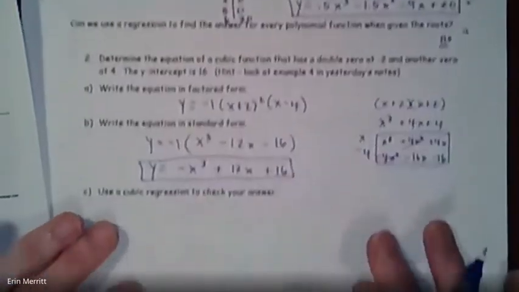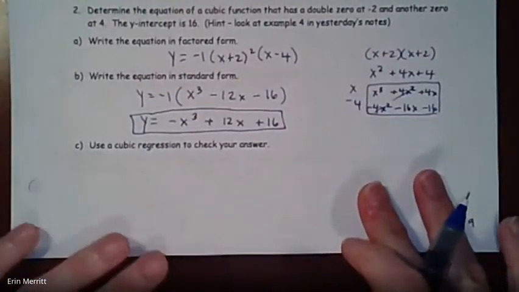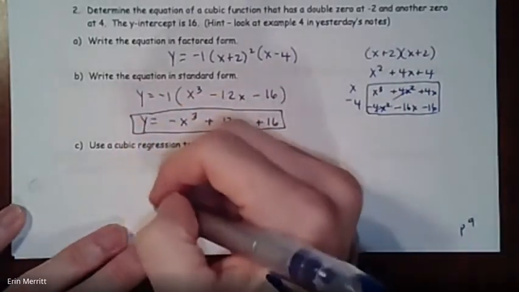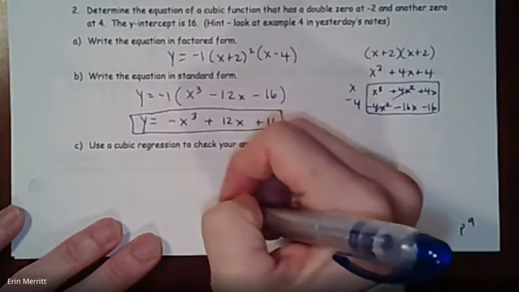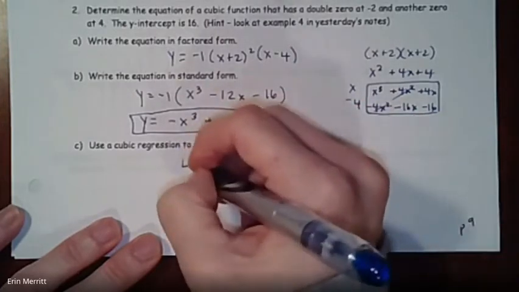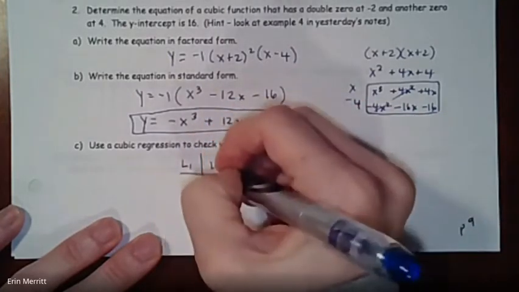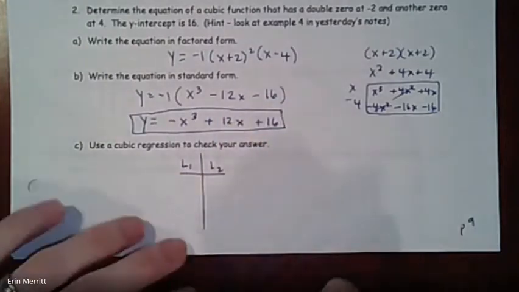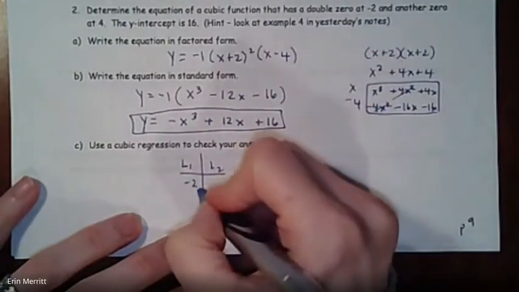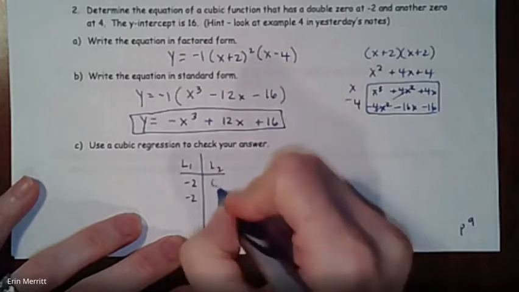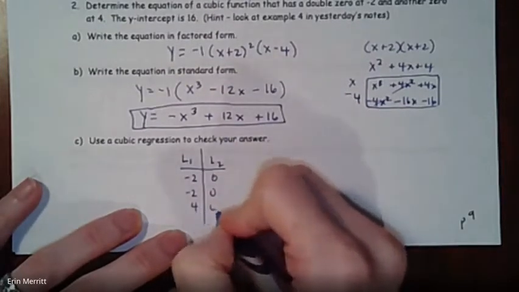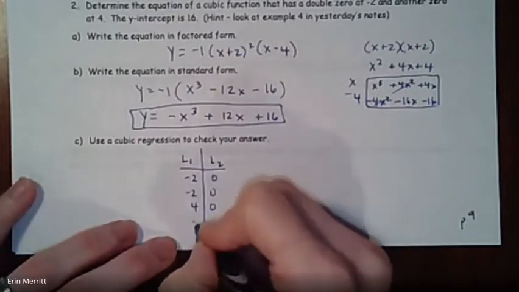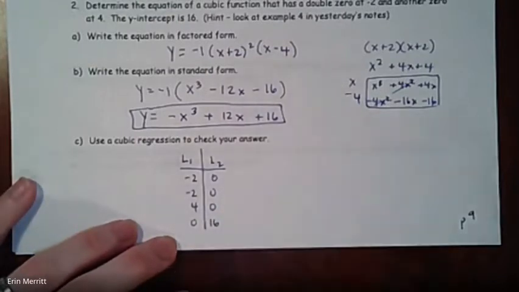All right. When it says now use a cubic regression to check the answer, we could try, but what I'm going to tell you is it's not going to work. So what I mean by that is if I go to my list 1 and list 2 and tell it the values that I would know, the fact that I have a double zero at -2 means I would technically say, okay, those are 2 roots there at -2, 0. We'd have 4, 0, and then we'd have that extra point at 0, 16.